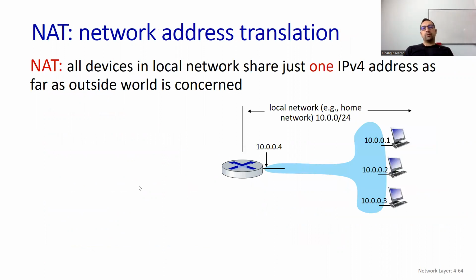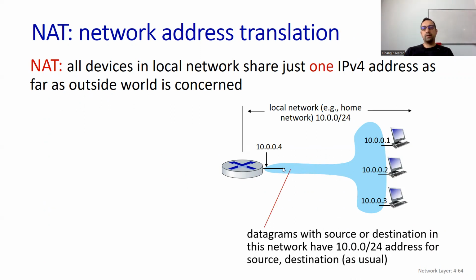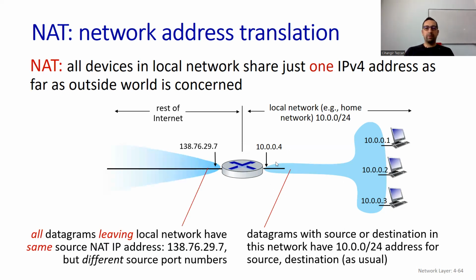All devices in local networks share just one IP version 4 address as far as the outside world is concerned. So this is the idea in network address translation. Instead of giving a global IP to all of these devices, we locally use some IPs, but the outside world thinks that we have only one IP address, and that is the IP address of the router. So datagrams with source or destination in this network have 10.0.0.10 for address for source or destination as usual, but this is the IP address of the router for this subnet.